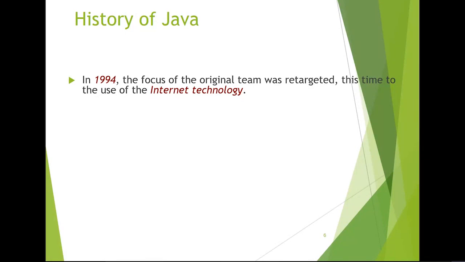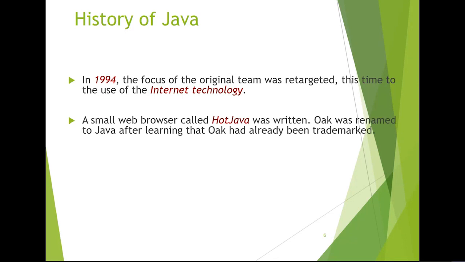So from device communications, it moved to TV cables, and then again to internet technology. Then a small web browser called HotJava was written. Oak was renamed to Java after learning that Oak had already been trademarked. They created a small web browser named HotJava, because since it is internet technology and relies on the internet, to test the product they had to create a web browser. That is why HotJava was created.